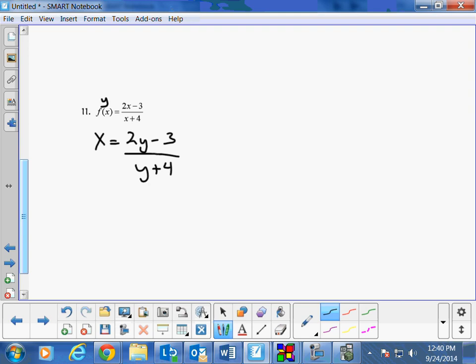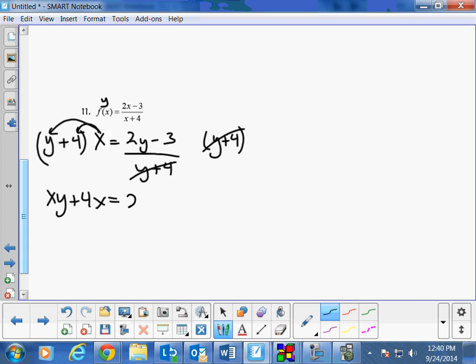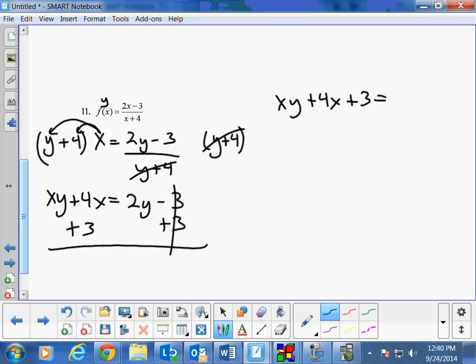The way I do that is I multiply y plus 4 on both sides. I multiply both sides, and that gives me the ability to get it out of the denominator. I will distribute this part of it here, so I end up with xy plus 4x is equal to 2y minus 3. Now since I'm trying to isolate y, I'm going to do two things. Remove the 3 on this side, so I'll end up with xy plus 4x plus 3 equal to 2y.